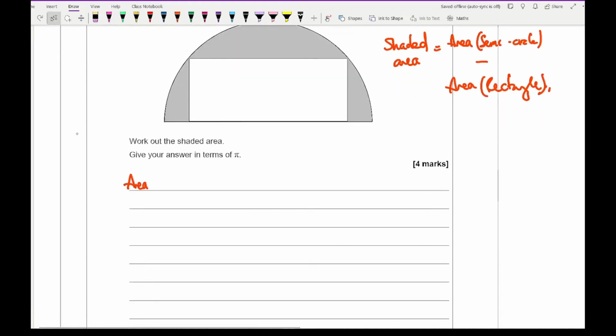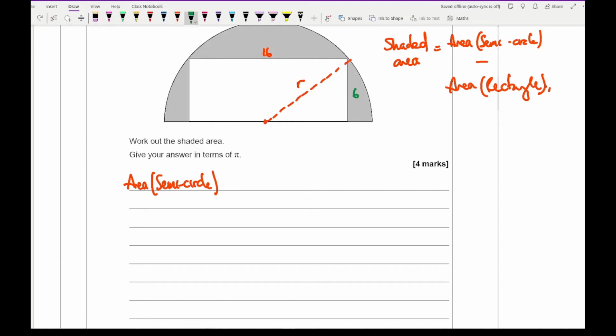So the area of the semicircle, well, I need to first of all work out what the radius is. Now all I've been given is these two lengths here, and this is the radius. Now hopefully you would have spotted that this therefore is going to be, that should be a 6, not an 8.